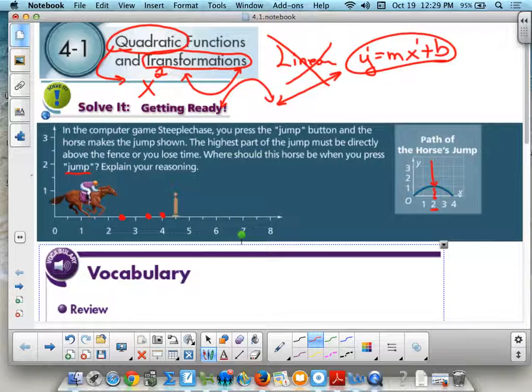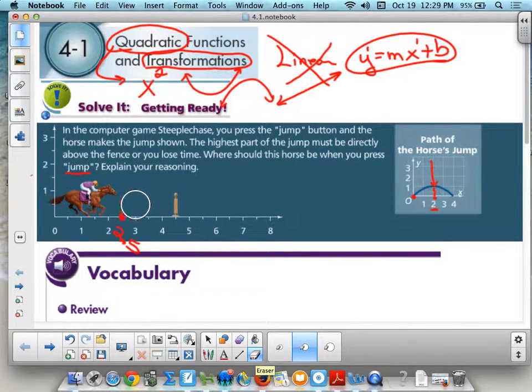But where did the horse jump? 1, 2 units back here. You have to back up 2 units before you get to the peak. So if you back up 2 units, where is this position, the fence? 4.5. So if you back up 1 unit, 3.5, 2 units, there it is. If you're going to do this, you want to make the horse jump right at what? 2.5, because by the time the horse jumps at 2.5, it's at the peak.